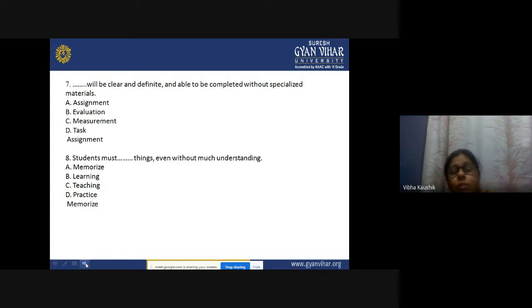Now it is the duty of the teachers to ask the students not to memorize things before understanding. First, you have to understand that concept. After that, if you understand that concept, you can memorize that thing. But first, understanding is a must.